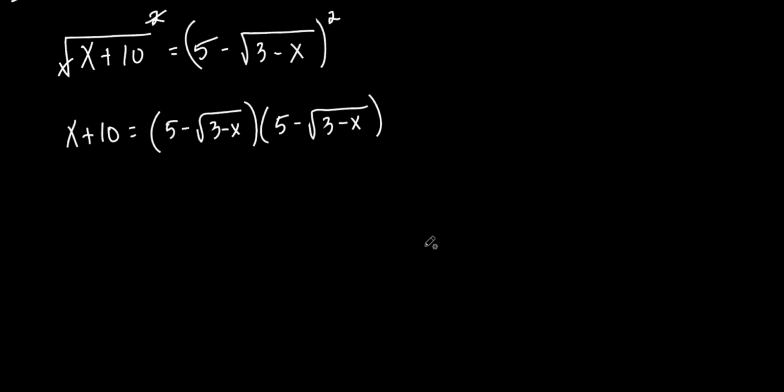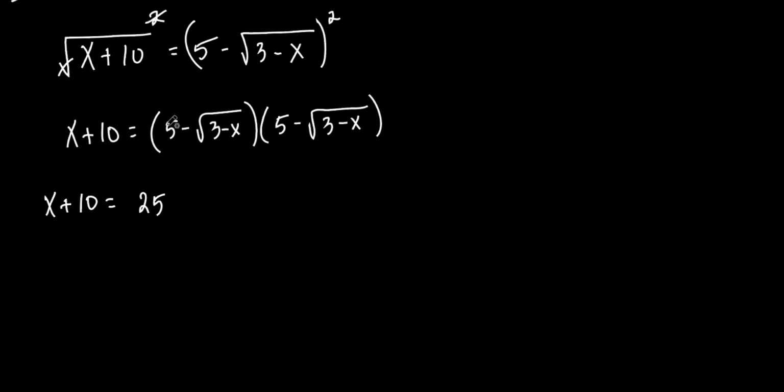This is where it gets a little bit tricky, but you know how to do this stuff. So be confident. All right, what are we going to do? A little FOIL, right? All right, so let's do it. First, what's the first? 5 times 5, 25.